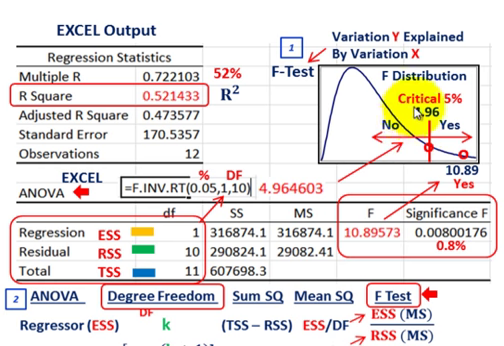Had our F been anything less than 4.96, there wouldn't have been a relationship. But it's met our critical criteria. We're sitting at 10.89, which is greater than 4.96. So all it's telling us is yes, there is that relationship. And the other thing is, our significance of F says we'd only be wrong 0.008% of the time. So we're pretty confident that there is a relationship based on our F test.